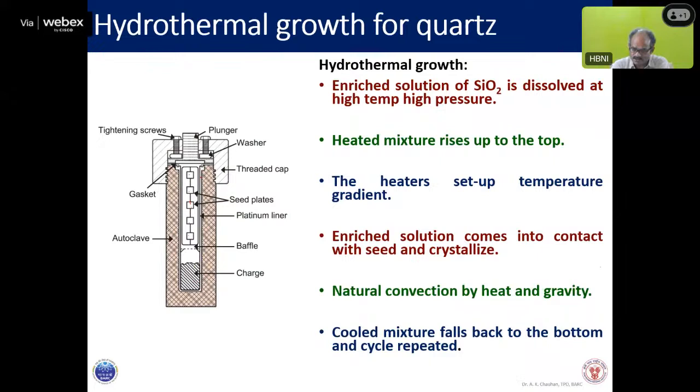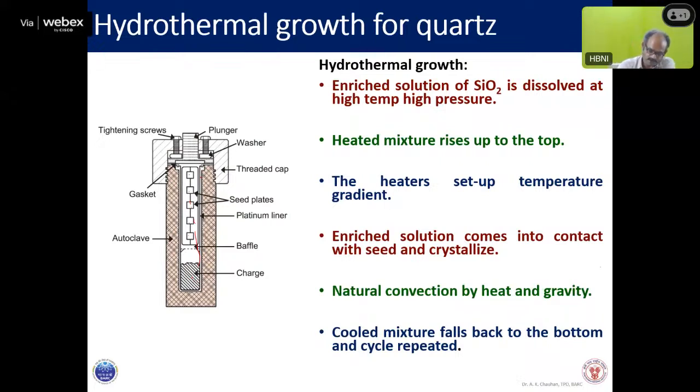So the enriched solution comes into contact with the seed and it crystallizes. This enriched solution means the solution containing SiO2, and it comes into contact with the seed and crystallizes. The natural convection by heat and gravity, because of the temperature difference, keeps it moving, and the cooled mixture falls back to the bottom and the cycle repeats.